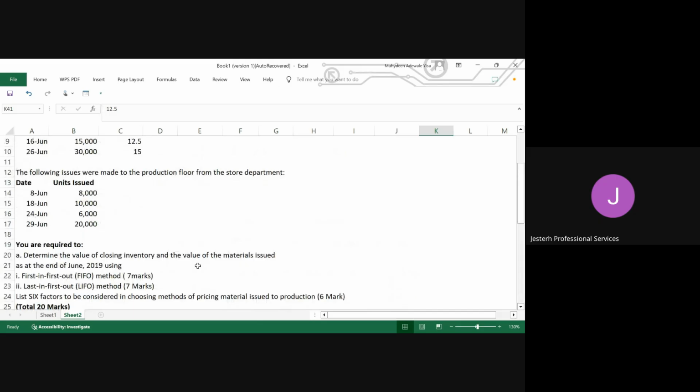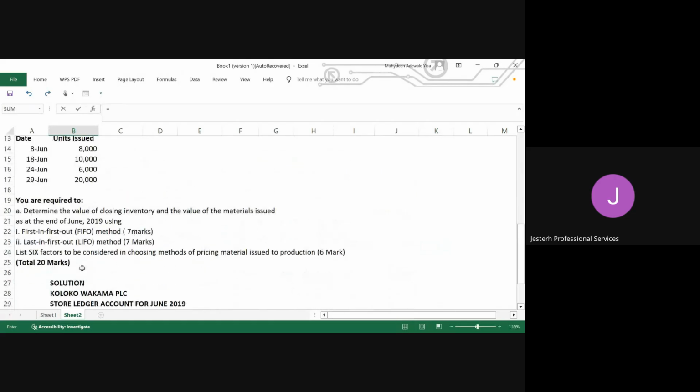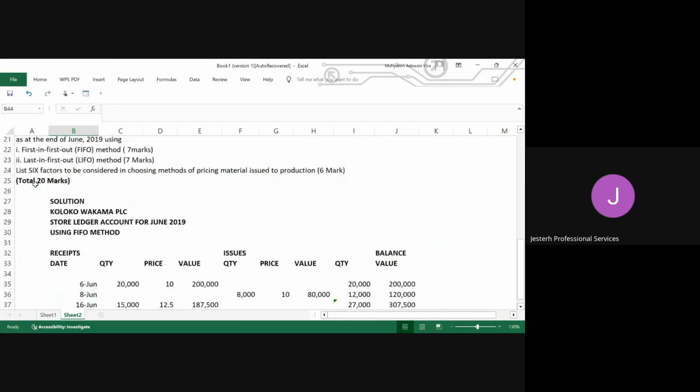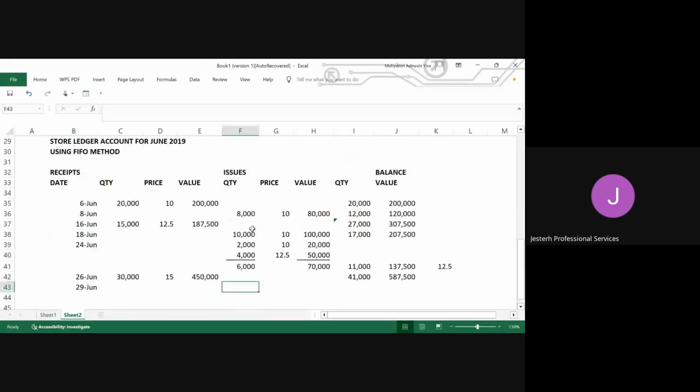On the 29th of June, they decided to issue out another one. They decided to issue out 20,000 units. Now you come to this place on the 29th, where they decide to issue out. Now come to your issue column. Remember, we have the receipt column and then the issue column, 20,000.